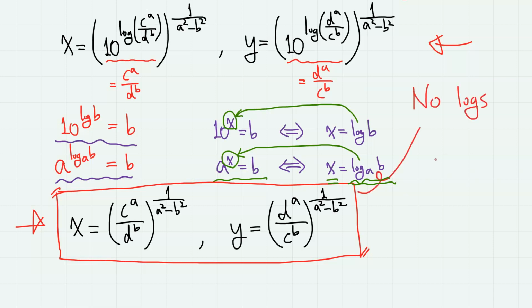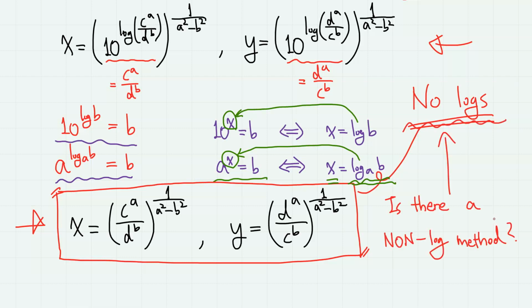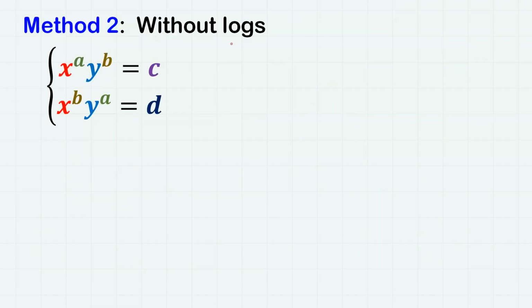But wait, if we take a look at our answer here, we can notice something. That is, none of the expressions for x and y contain any log. This leads to the following question. If the answer does not contain logs, perhaps we can arrive at this same answer without using log in the first place, right? And that leads to our second method, without using any logs.